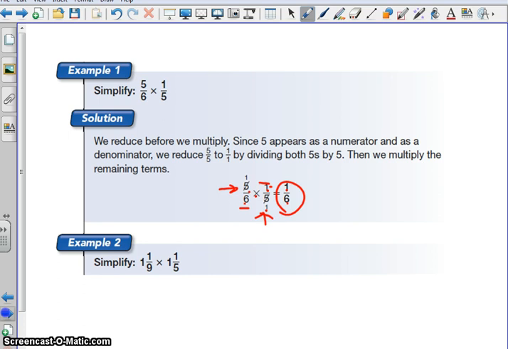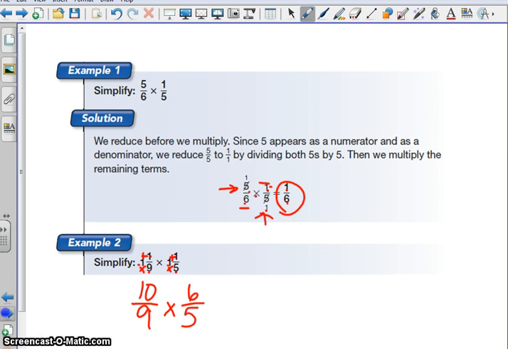At example 2, we have 1 and 1/9 times 1 and 1/5. When you have a fraction that's really a mixed number, remember you have to times it and add it. Times it and add it. 9 times 1 is 9, plus 1 is 10. 5 times 1 is 5, plus 1 is 6.